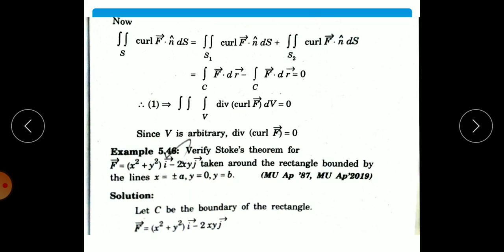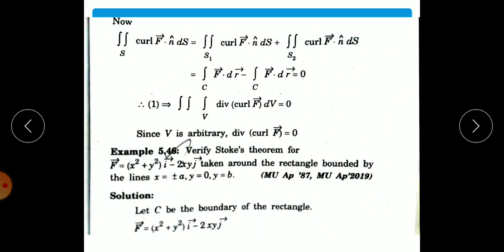So x is equal to plus or minus a and y equal to 0 to b. So y varies from 0 to b, x varies from 0 to plus or minus a. So they have given one function, that is the F vector. We are going to verify Stokes theorem. Let C be the boundary of the rectangle. Usually we will take C as a curve, but here we are taking the boundary of the rectangle, because in the question they have given the rectangle bounded by the lines.